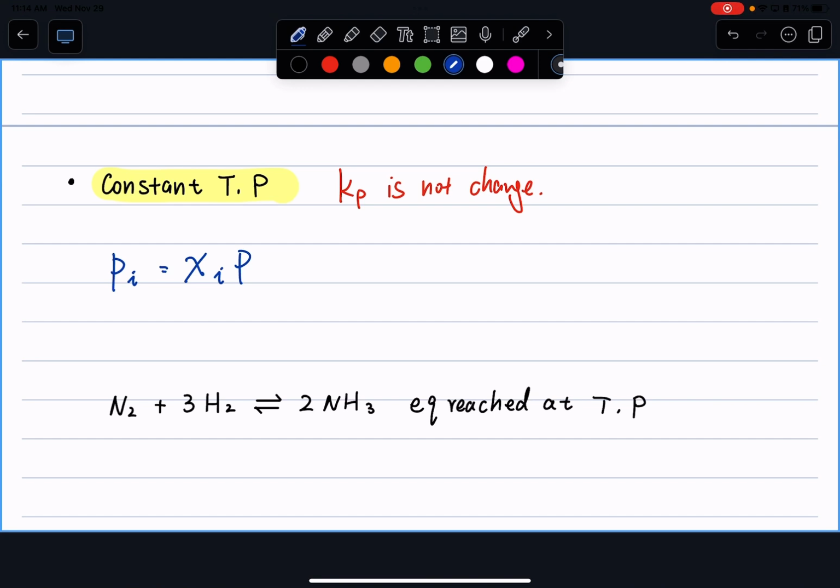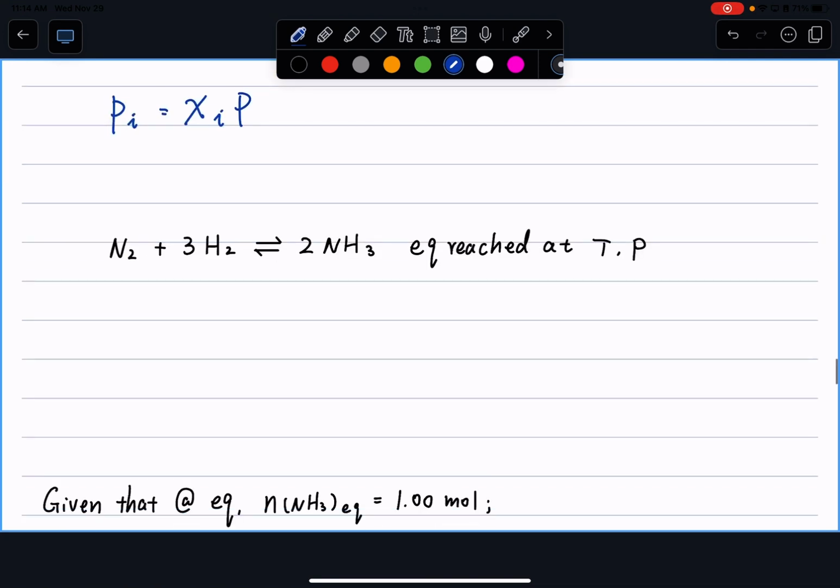So what does that mean? Let's look at an example together. Let's use our ammonia production example again. We're saying the equilibrium has been reached at some random temperature and pressure. So we can write out our equilibrium constant.